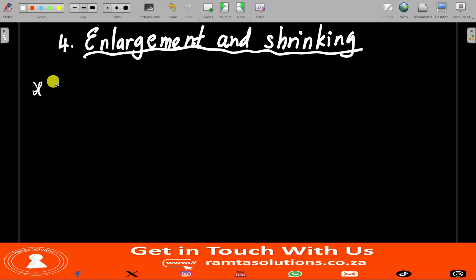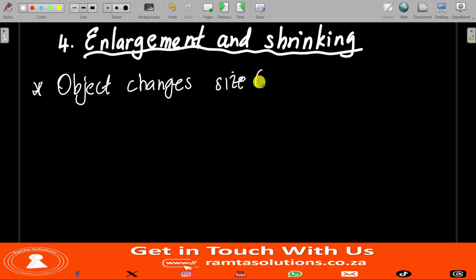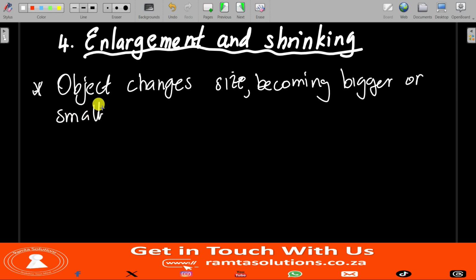Here we are saying the object or shape changes size, becoming bigger or smaller. It uses a factor.